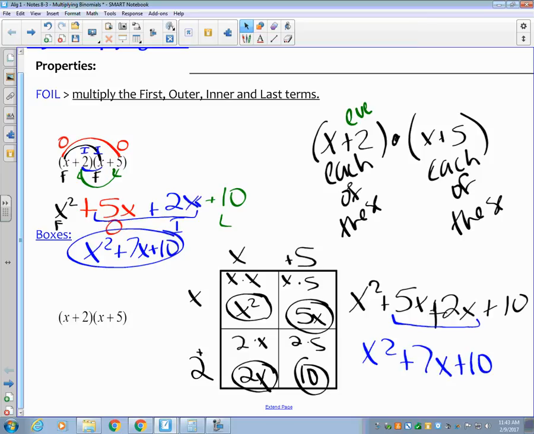So remember when we were solving systems of equations, we could solve it by graphing, by substitution, or by elimination. This is the same here. You can multiply polynomials either by foiling, or you can multiply them using the box method. Either way, I want you guys to choose the way that makes you most comfortable.